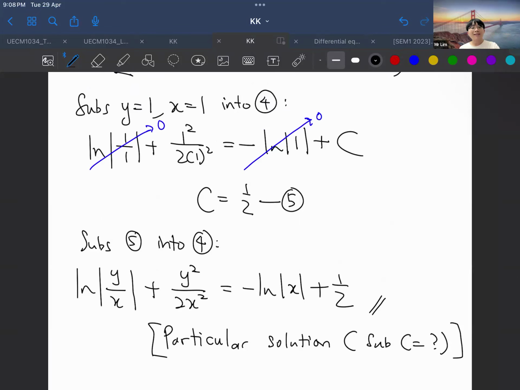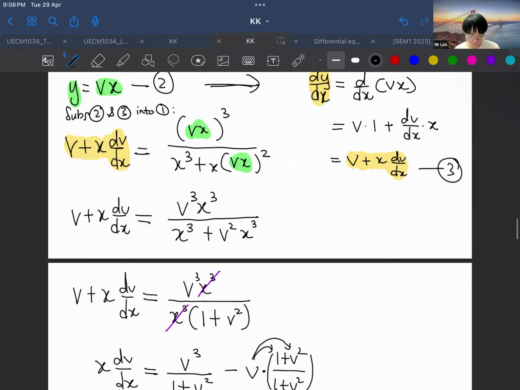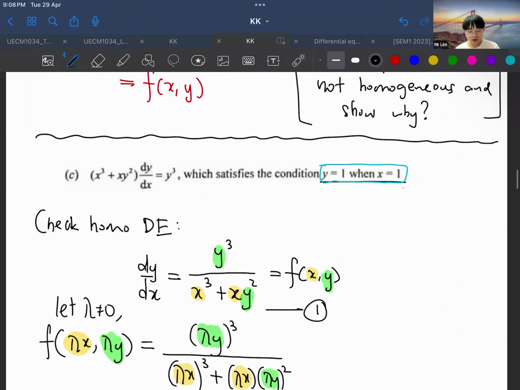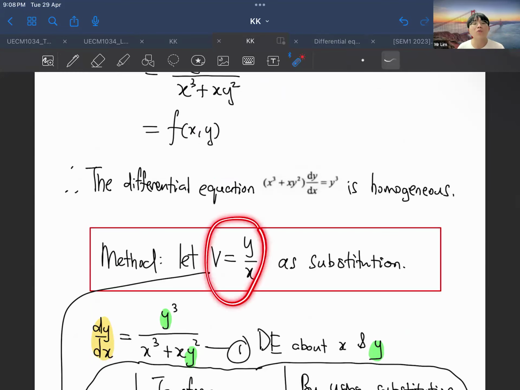So that's an example of homogeneous differential equations. It's not that you simply come out with a substitution, but you are able to identify it as a homogeneous DE. Then the method that is always going to be useful is this one: v equals y over x. After this part, it's just what you know. Then you find the general solution and particular solution, as usual.